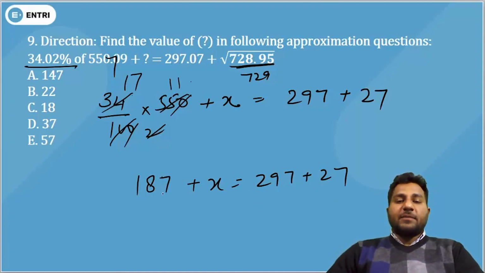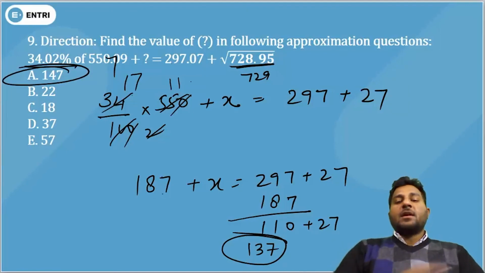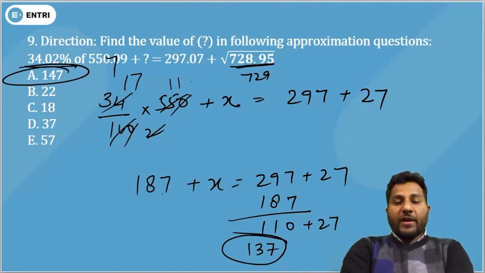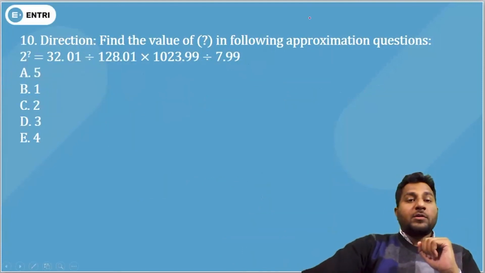So let's subtract 187 from here. Then we will be getting 110 plus 27. That means the final answer will be 137. So the approximate value comes as 147. So don't forget, you need to solve it on your merit. So your answer will be 147. Okay, let's move on to the next question.